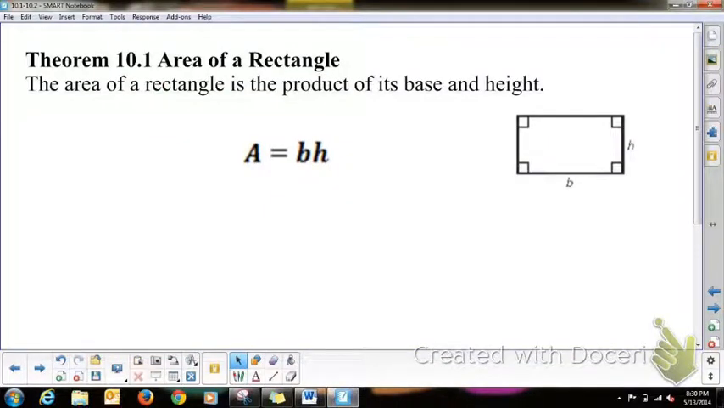Theorem 10.1 is actually the formula for the area of a rectangle. The area of a rectangle is the product of its base and its height. Base times height, and area, you are aware, is the space inside.